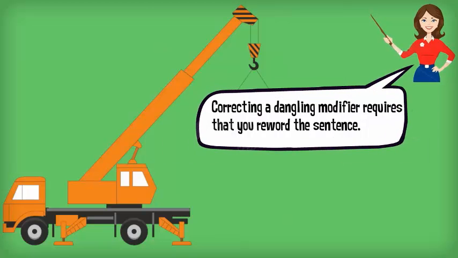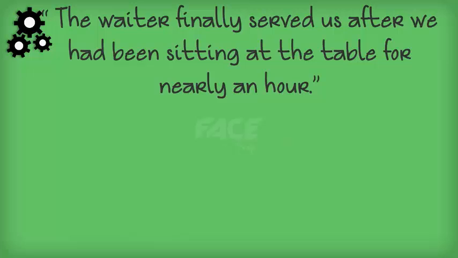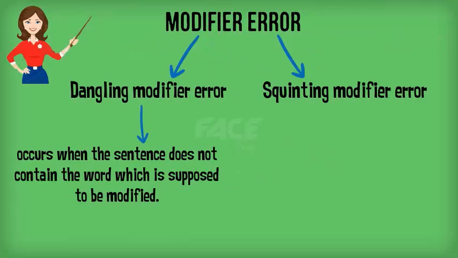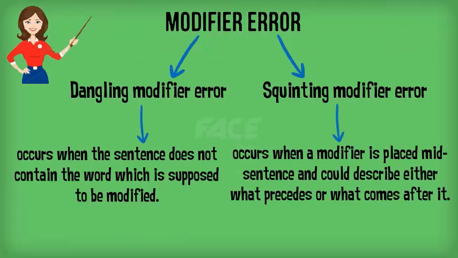We can probably assume that we and not the waiter were sitting at the table for nearly an hour. Since the pronoun we does not appear in the sentence, the modifier is left dangling. Sometimes, correcting a dangling modifier requires that you reword the sentence. The correct sentence would read, "The waiter finally served us after we had been sitting at the table for nearly an hour." Therefore, to solve a dangling modifier, all you have to do is supply the specific word that the modifier describes.